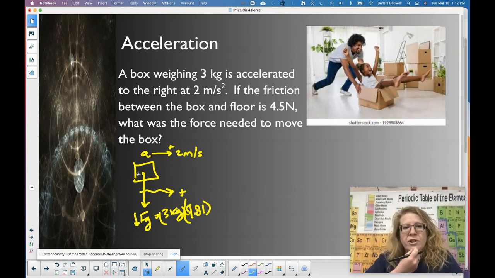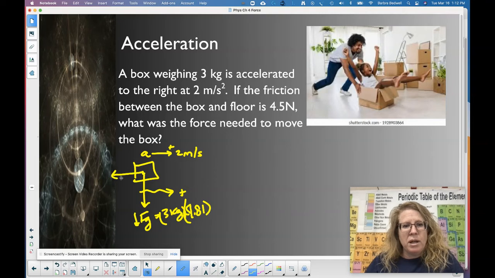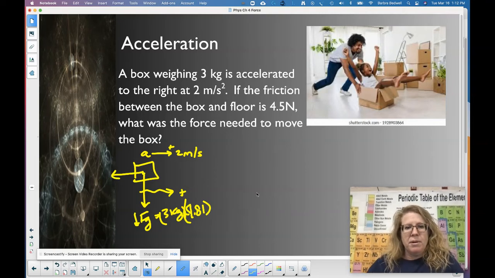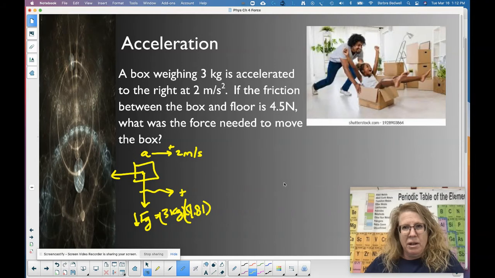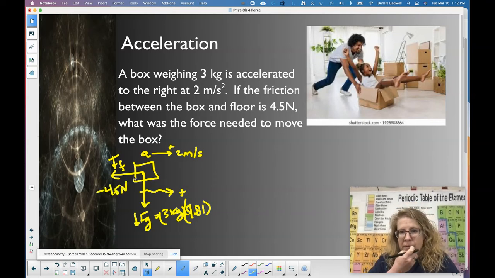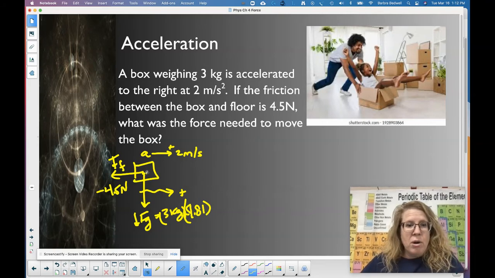All right. Friction between the box and the floor is 4.5 newtons. Well, if the box is moving to the right, that means friction is actually going this way. Again, if the box is moving this direction on the screen, the friction force, F of little f, is the other way. This is negative 4.5 newtons. We need to know what the force was needed to move the box. So now we're trying to figure out what F of A is. That's what we're trying to find.